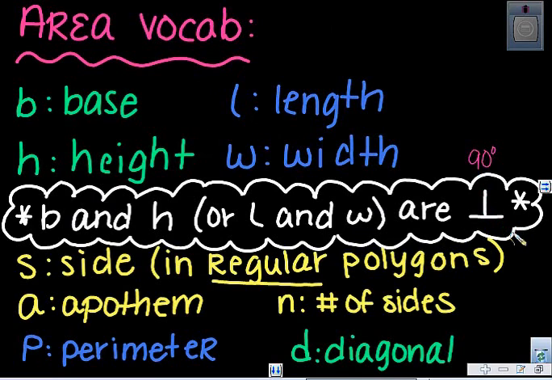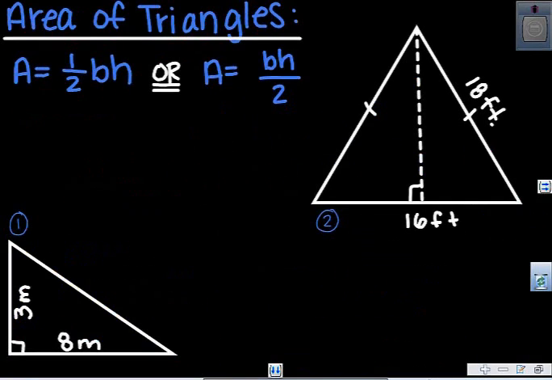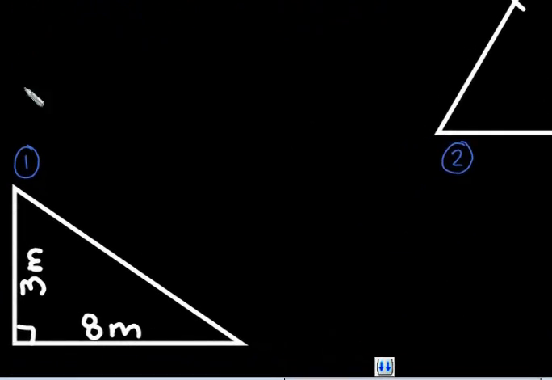Okay, you may also see D, which stands for diagonal. You'll see that when we talk about kites. Triangles use the formula 1/2 times base times height, or you may sometimes see it written as base times height divided by 2. That's the same thing. Most often you will probably see it written as the fraction 1/2 rather than divided by 2. So I'm going to use this form here.